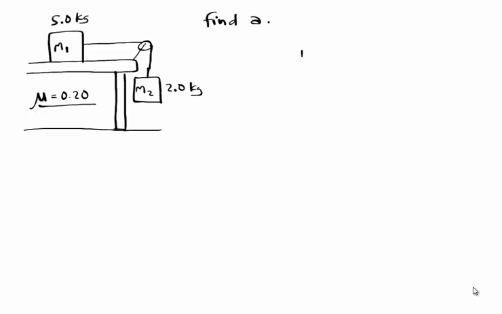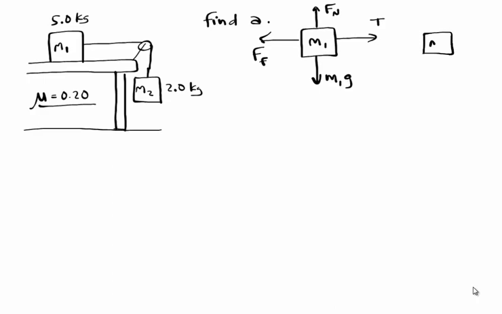So let's start off with mass 1. Mass 1 is going to have a normal force because it's resting on a table. It's going to have gravity. It also has tension pulling it to the right and friction pulling back the other way. Mass 2, on the other hand, only has two forces. It's got its weight and tension.